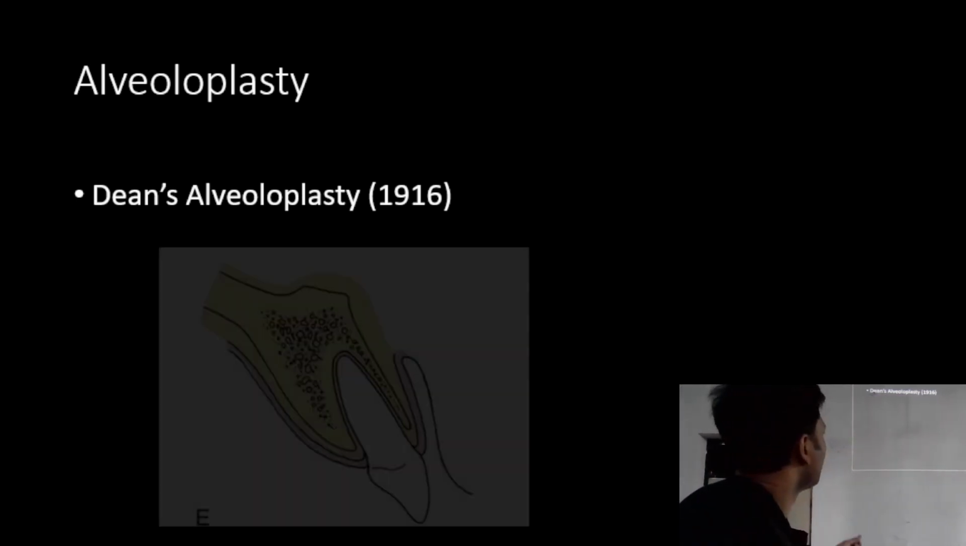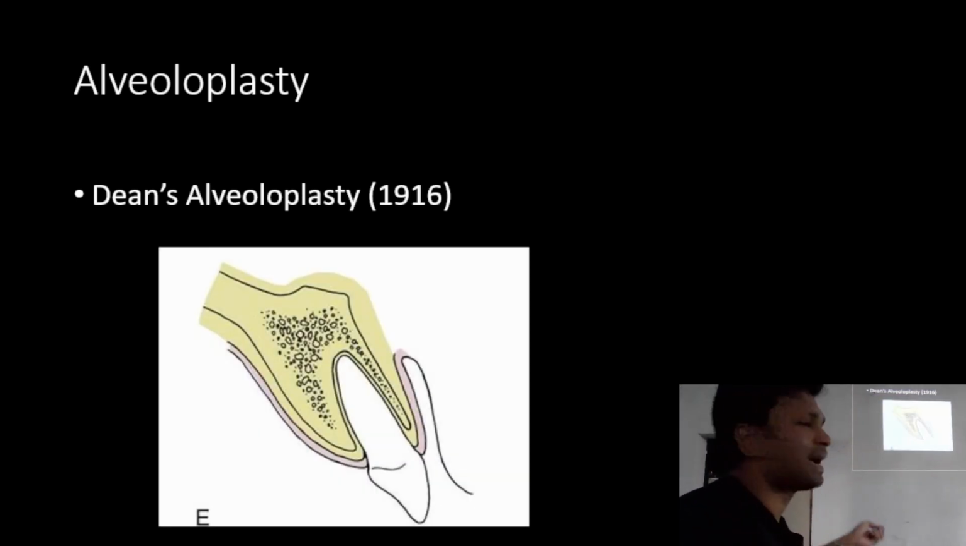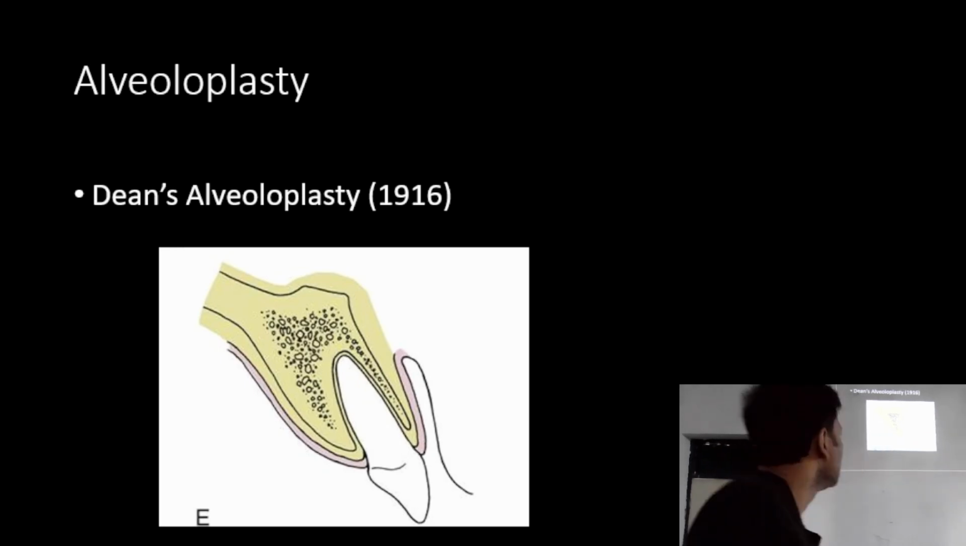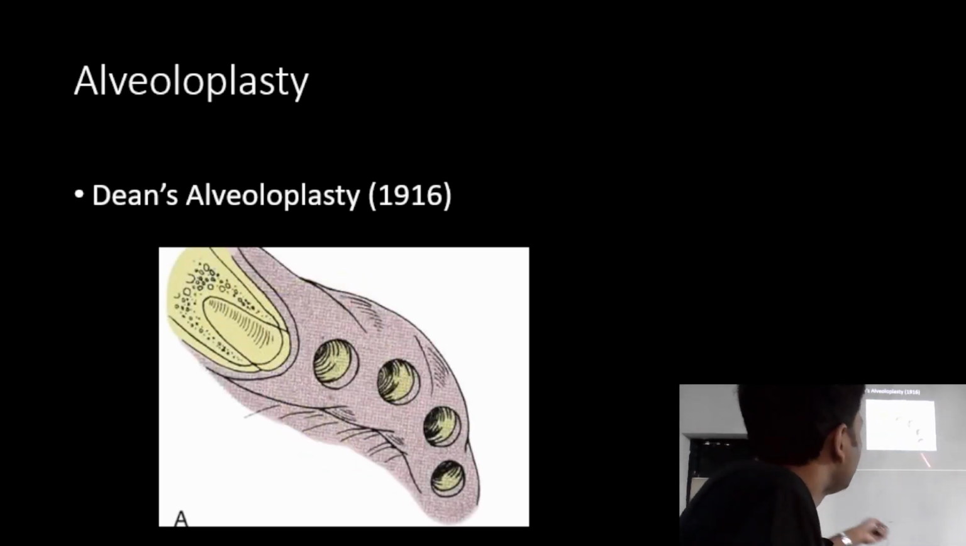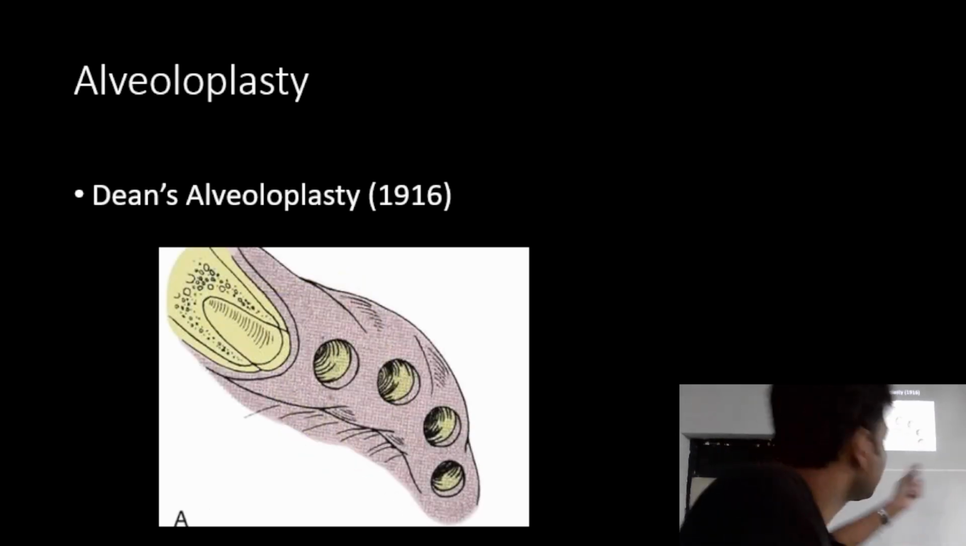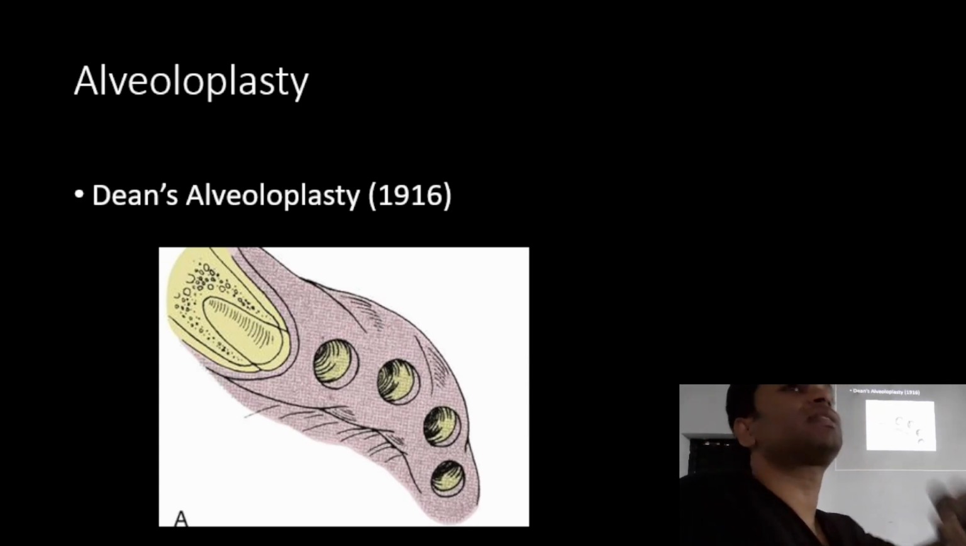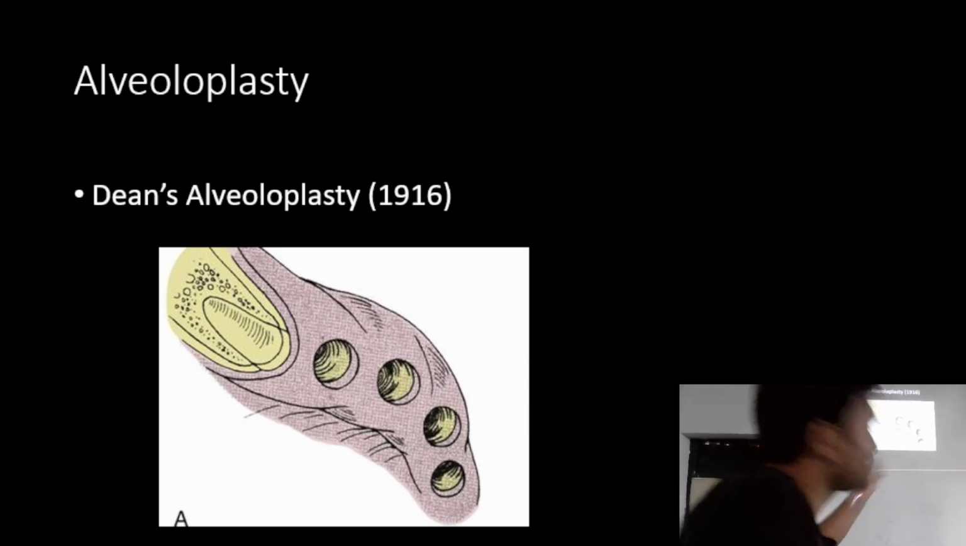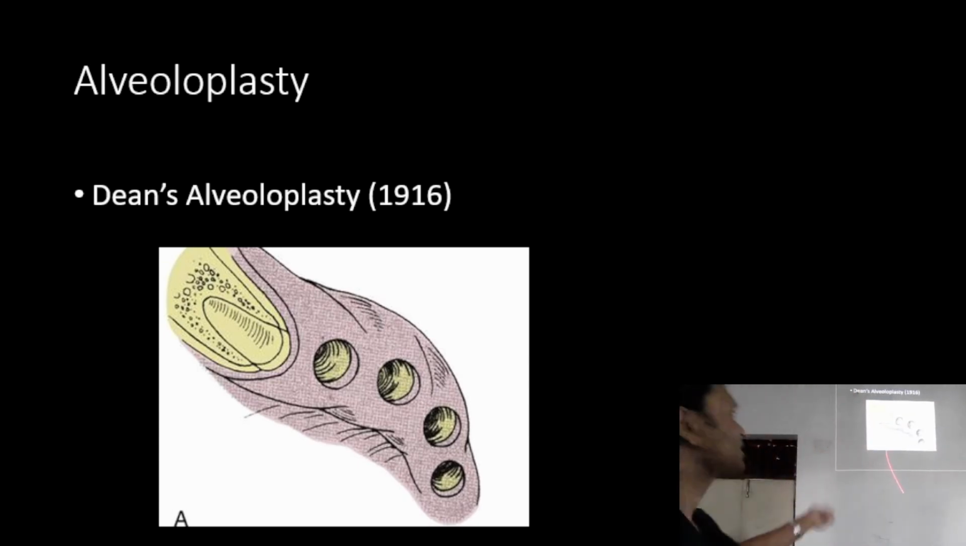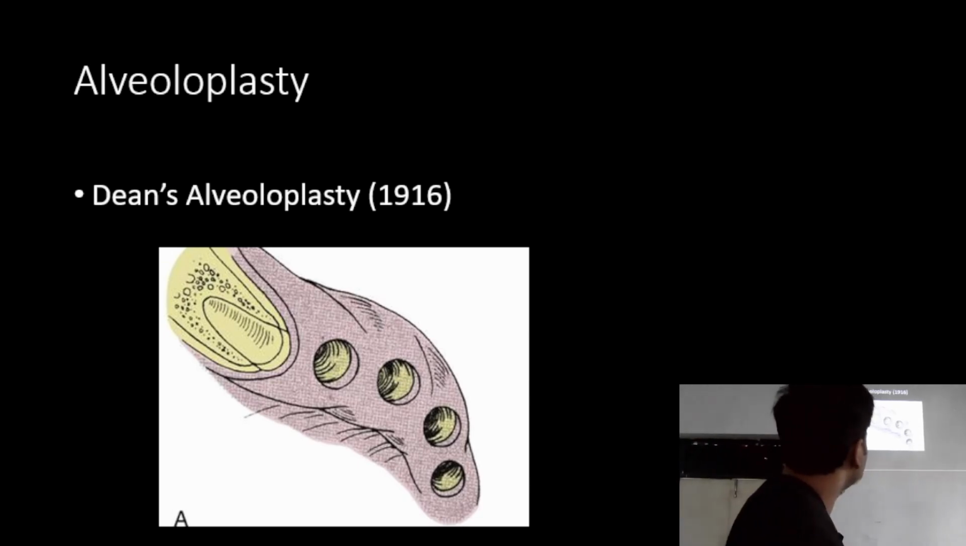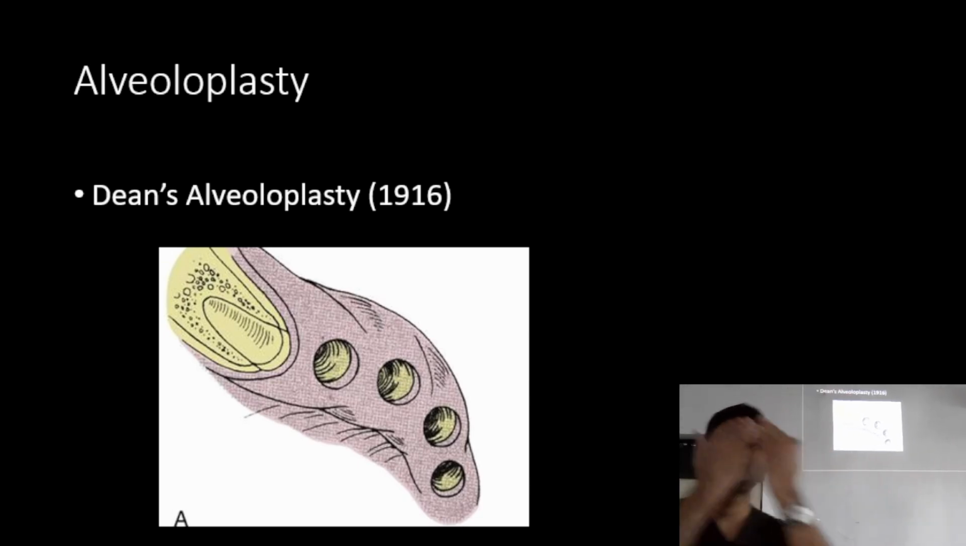So what do we do in Dean's alveoloplasty? We extract the anterior teeth, multiple teeth. So canine to canine extraction is done now. This is done only in cases where multiple teeth extraction is advised. ऐसा नहीं है ये करने के लिए हम extraction कर रहे हैं. If the extraction is being done, then after that we can do Dean's alveoloplasty to reduce the proclination.